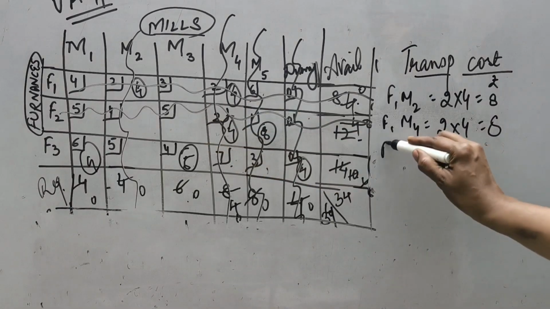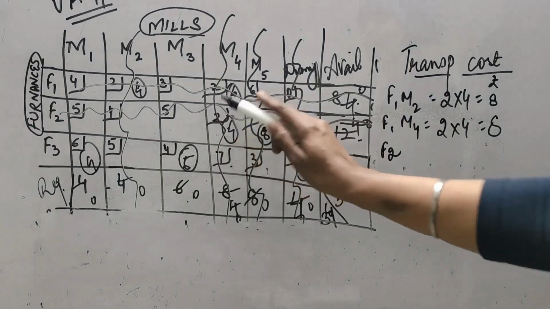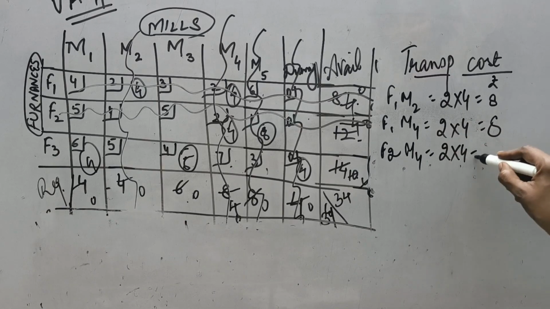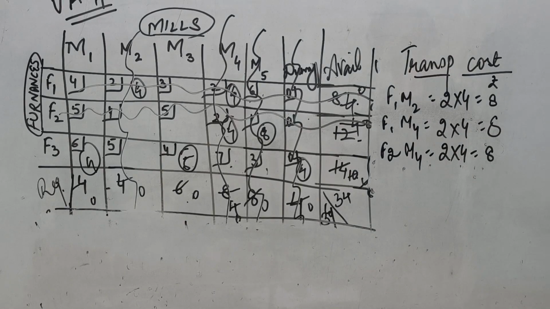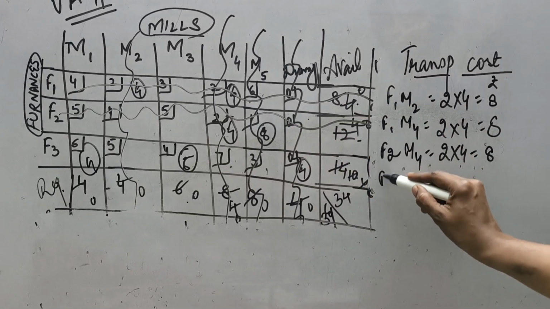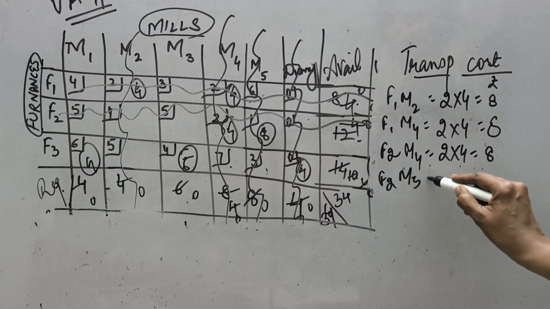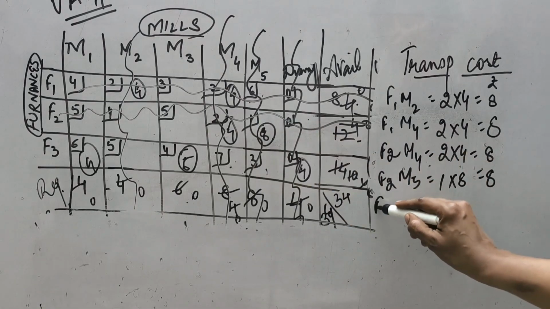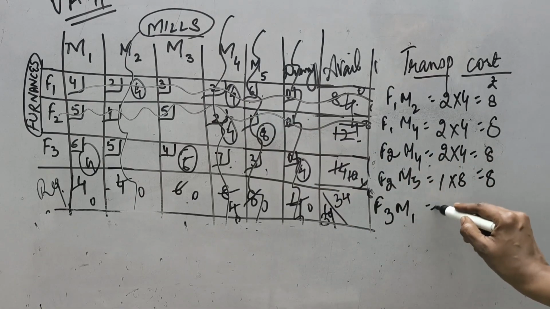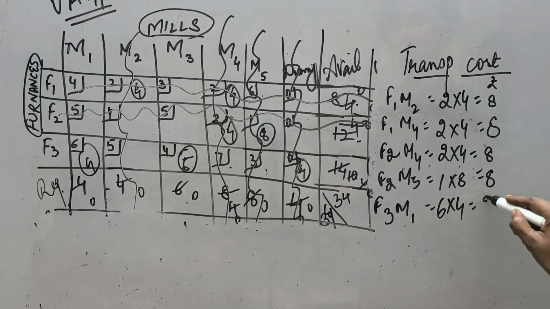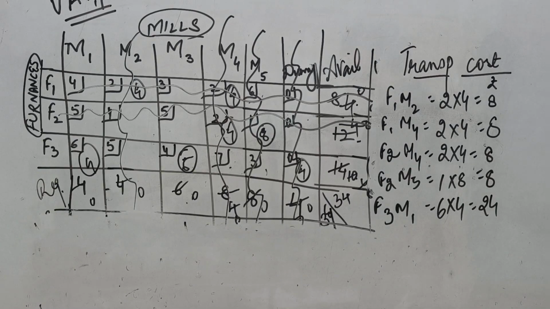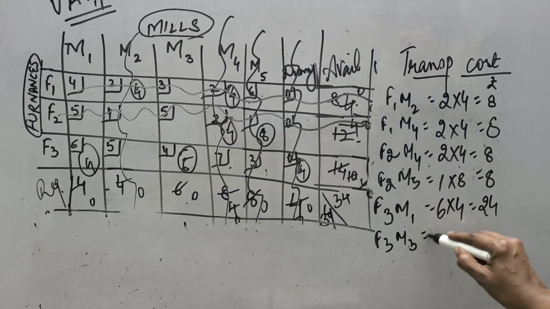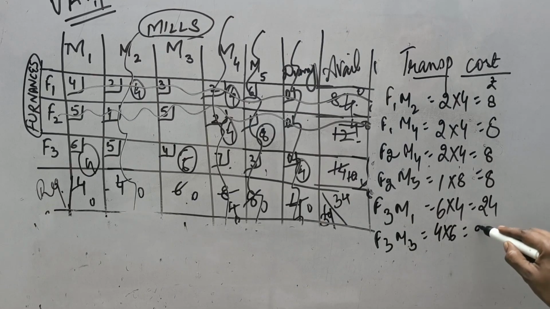Coming to F2, here is the first rim in M4. Again, the cost is 2 into 4, sorry. Cost is rupees 8. And here also again a rim is there. F2, M5, 1 into 8, 8 rupees. Coming to the third furnace, F3, M1, 6 into 4 rupees. It comes out to be 24. And for F3, M3, 4 into 6, it is again 24.